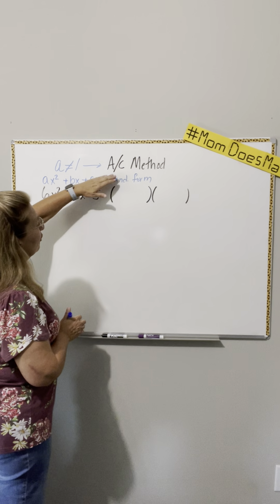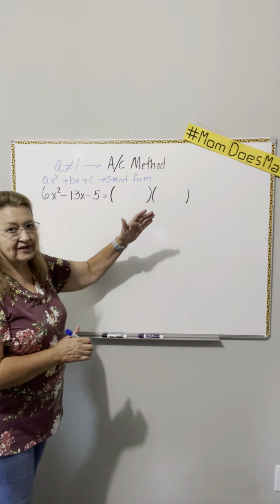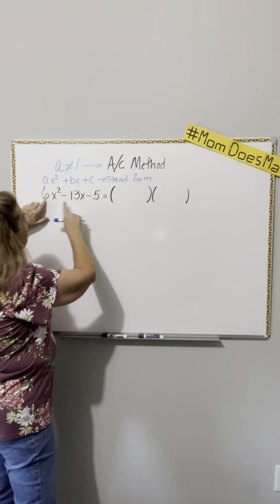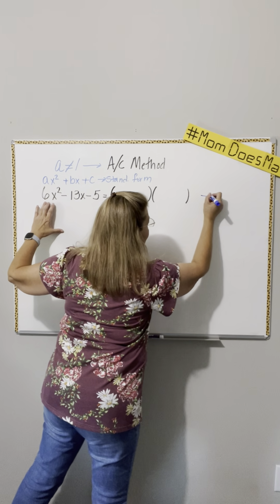So in order to start, you're going to multiply a times c. What's a and c? Well, a is the coefficient of your x squared term, c is your constant. So a times c gives me negative 30.